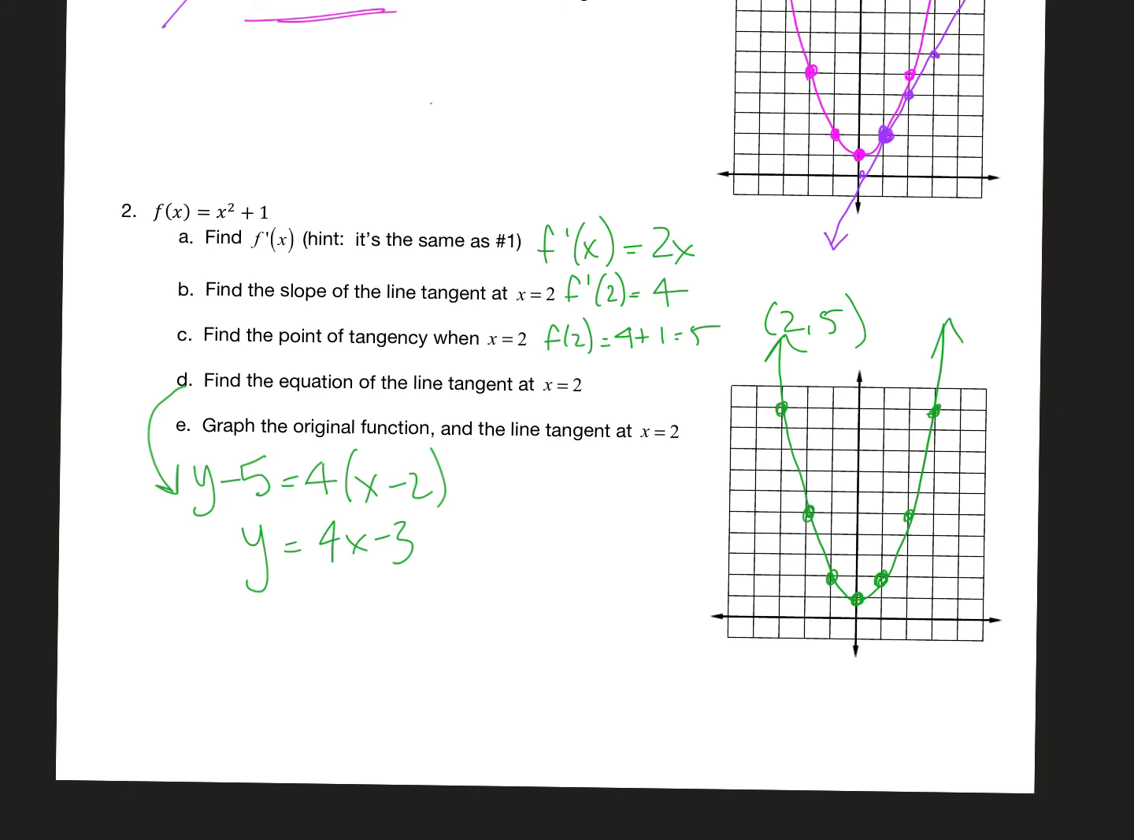Let's see. Here's my point of tangency, 1, 2, right here in purple. My slope should be 4. 1, 2, 3, 4. And if I use a straight edge, that's what it should look like.